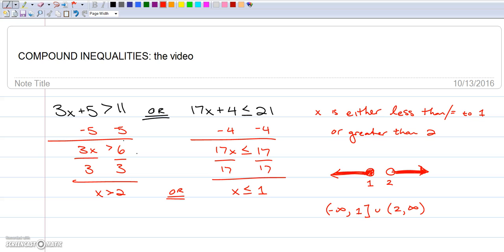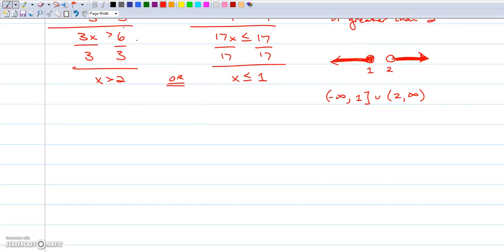So after we've completed this first question, let's go ahead and try another one. This time we're going to be doing an AND problem. The question that I'm going to give you is 2 times a quantity of 3x plus 5, close it, minus 4x is greater than or equal to 21.